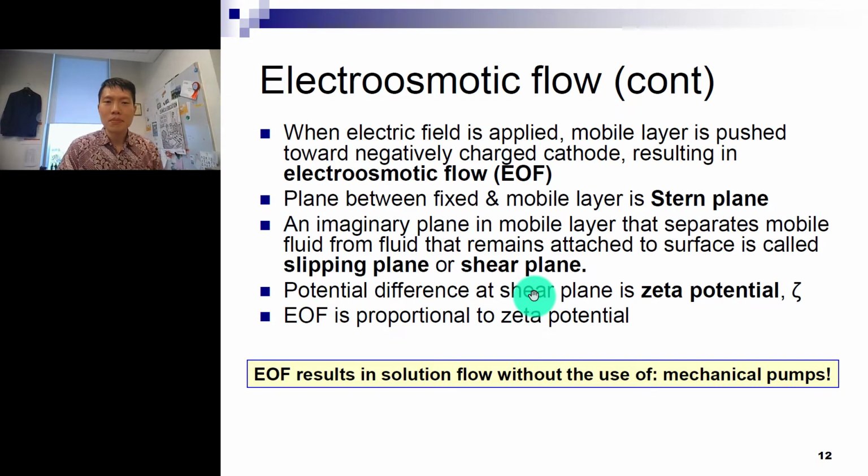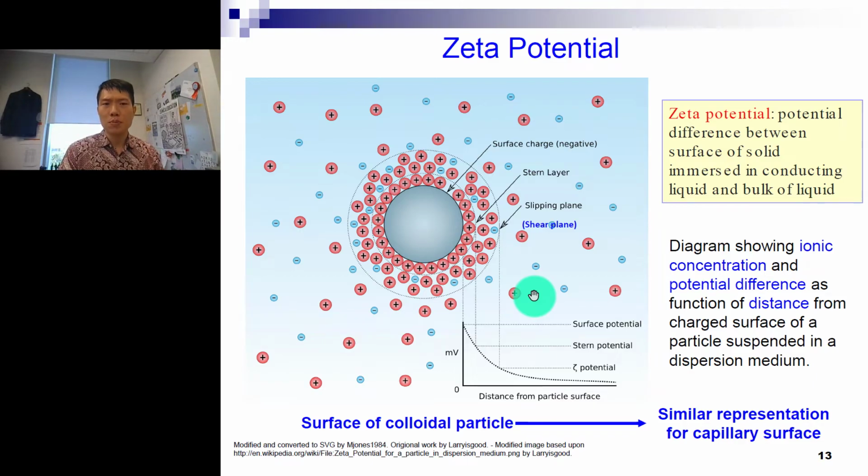And when this mobile layer is being pushed, there's something called the electroosmotic flow, naturally. Terms like Stern plane, shear plane, and zeta potential, in the next slide over here we'll speak about them.